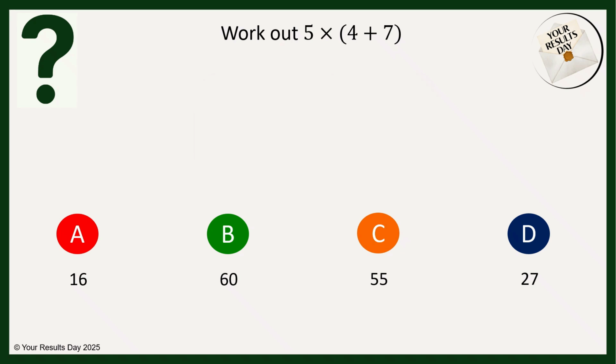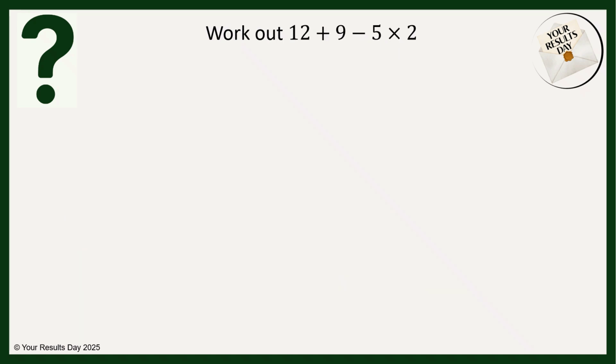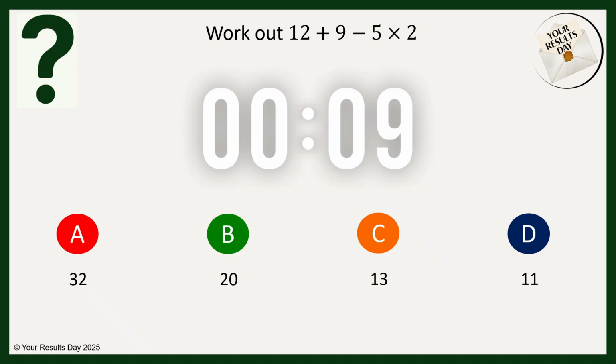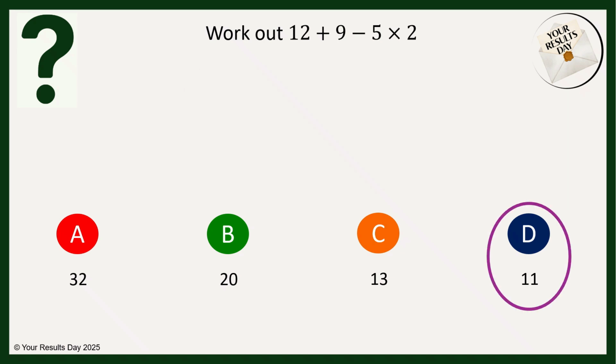If you said C, 55, you would be correct. Now we've got 12 add 9 take away 5 times 2. Again, thinking about what comes first, also thinking about when you've only got multiplication and division or addition and subtraction, how we complete that. If you said D, 11, you would be correct. Well done.